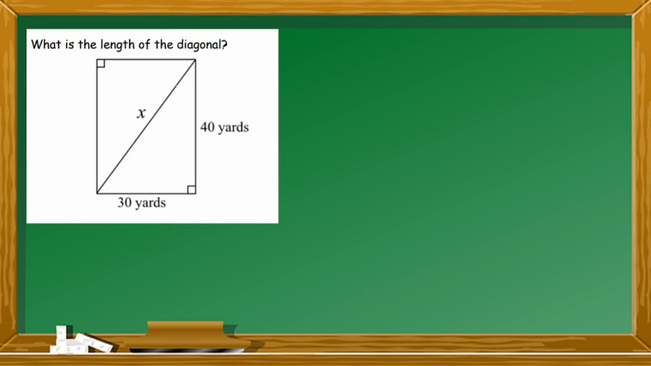Our final question for today is this one right here. It says, what is the length of the diagonal? We're given a quadrilateral, and we see that we get two right angle triangles from this quadrilateral. Let's focus right here. We're given the two shortest sides, which are 30 and 40 yards. And based on the diagram, we know that the diagonal, or x, would be the hypotenuse. So x is equal to the square root of the two shortest sides squared, so 40 squared plus 30 squared.